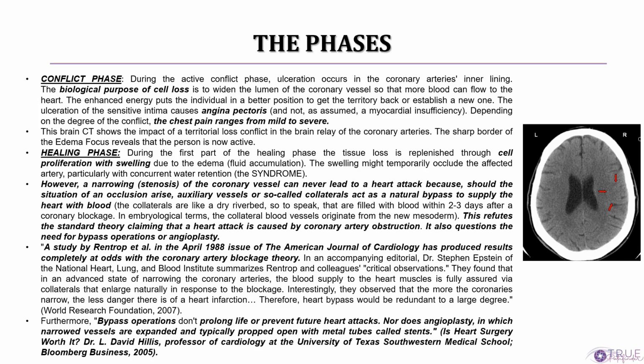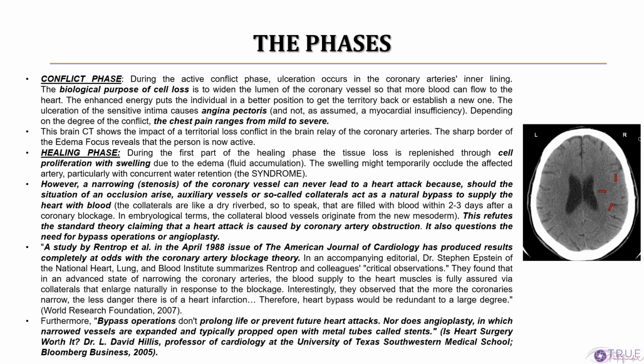All biological conflicts have two phases: the conflict active phase and the healing phase. During the conflict active phase, ulceration occurs in the coronary arteries' inner lining, and the biological purpose of the cell loss is to widen the lumen of the coronary vessels so that more blood can flow to the heart. The enhanced energy puts the individual in a better position to get the territory back or establish a new one.